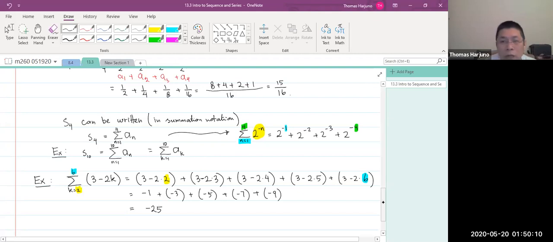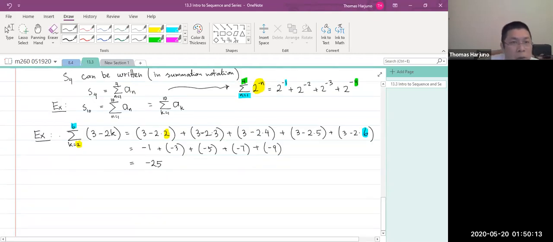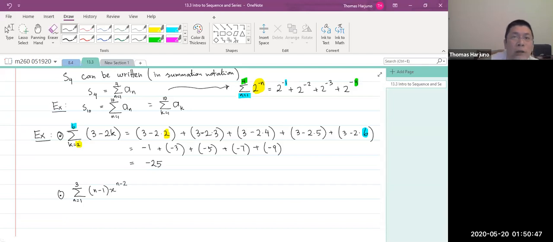Okay, you try this next example. How about the summation from n equals 1 to 3 of n minus 1 times x to the n minus 2. You write it down. I don't think you can compute it because you have x here, but at least simplify. I'll give you 1 minute.